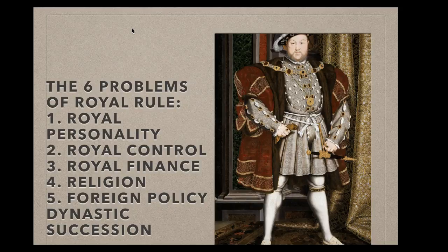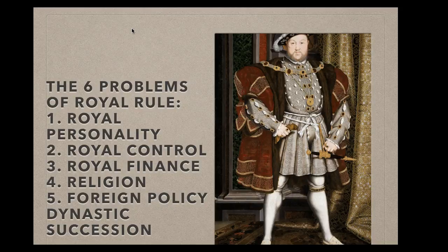So you can see how these 6 problems of royal rule become very interconnected, but help us understand, I think, and I hope, some of the issues and challenges that are going to come to the fore, again, especially after the Stuarts ascend to the throne, starting in 1603.